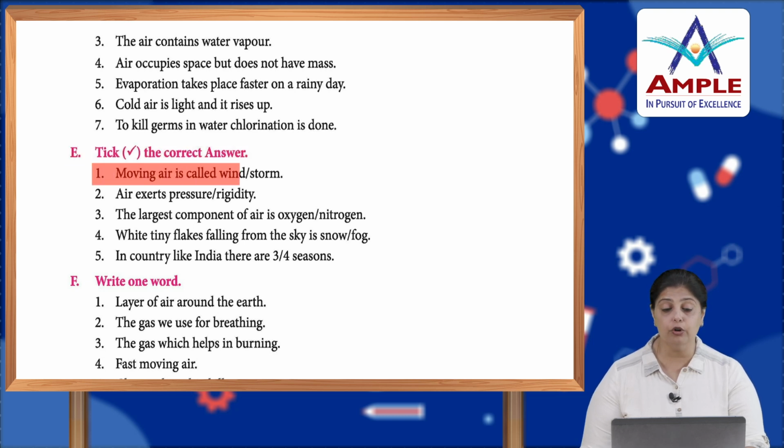Moving air is called wind or storm? Wind. Air exerts pressure or rigidity? It exerts pressure. The largest component of air is oxygen or nitrogen? It is nitrogen. White tiny flakes falling from the sky are known as snow or fog? It is snow. In a country like India, there are 3 or 4 seasons? There are 3 seasons.